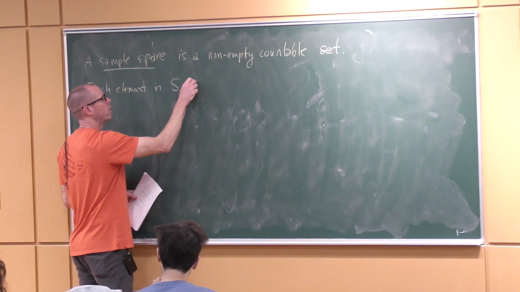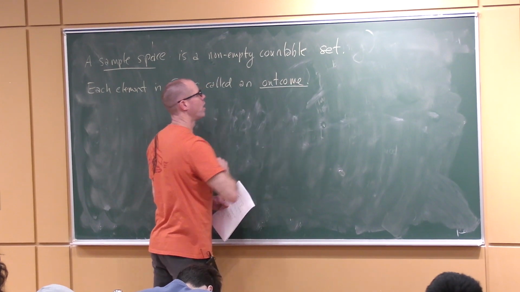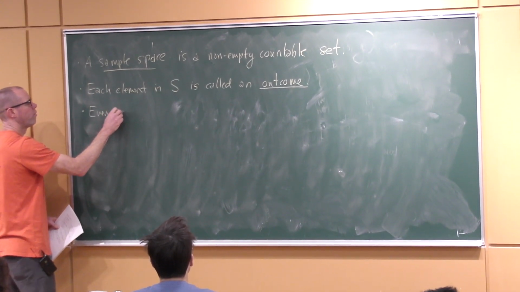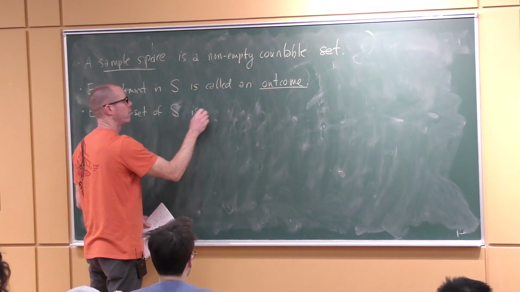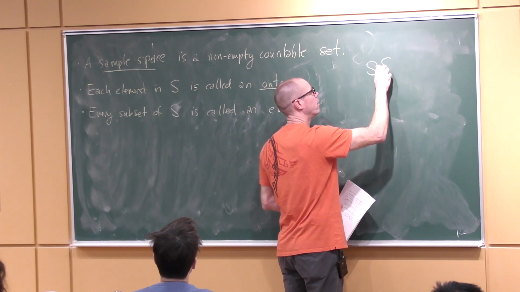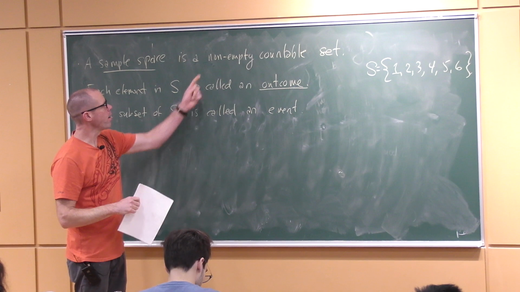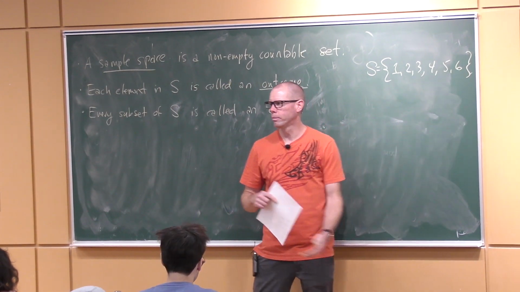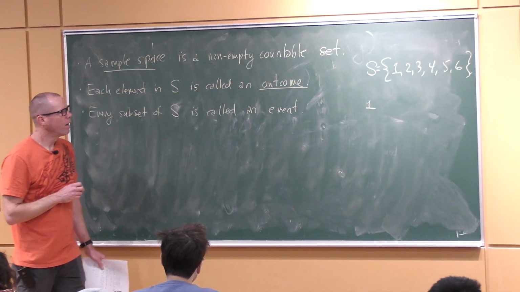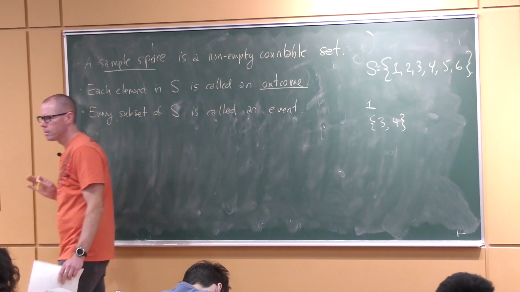Each element in S is called an outcome. Some people call these things elementary events. And every subset of S is called an event. Okay, so for example, there's a set S which is non-empty and it's countable. In fact, it's finite, so it has 6 elements, so you can count them: 1, 2, 3, 4, 5, 6. 1, for example, is an outcome. On the other hand, {3, 4} is an event. That's all we're saying.